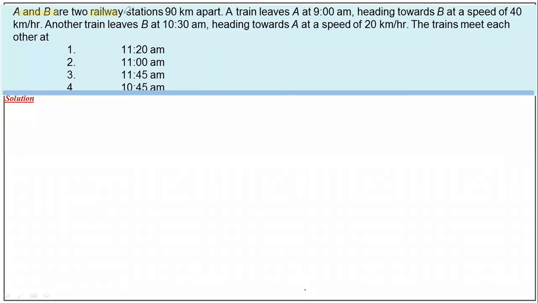A and B are two railway stations 90 km apart. A train leaves A at 9 am heading towards B at a speed of 40 km per hour. Another train leaves B at 10:30 am heading towards A at a speed of 20 km per hour. The trains meet each other at which of the following time? So distance between A and B is given as 90 kilometers.